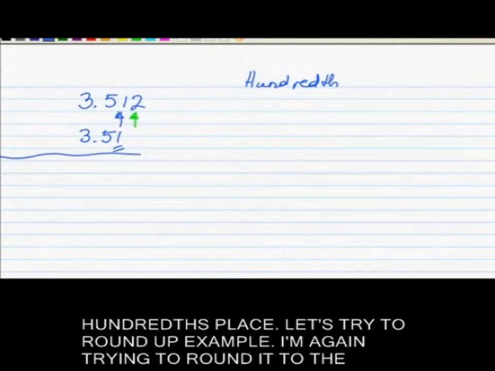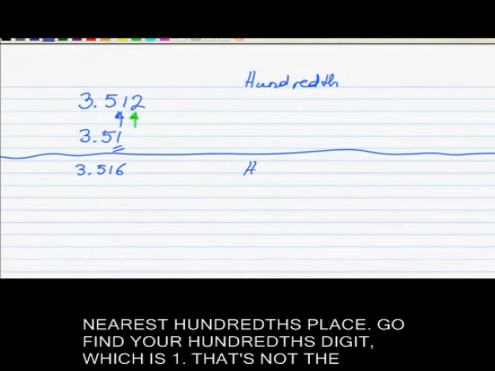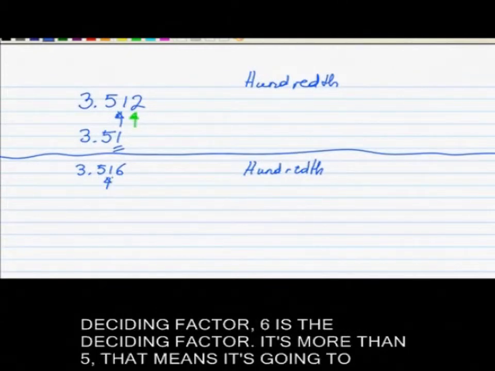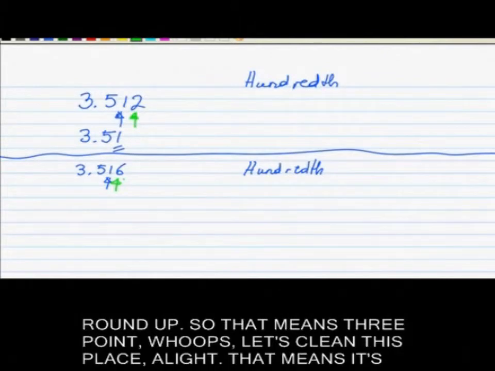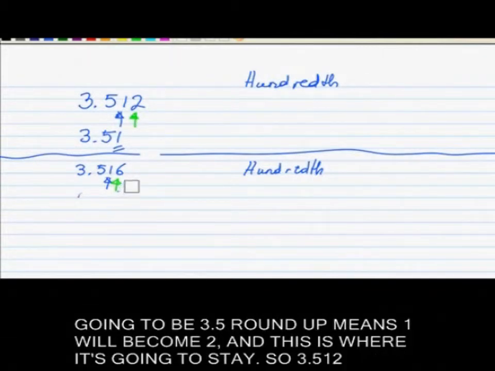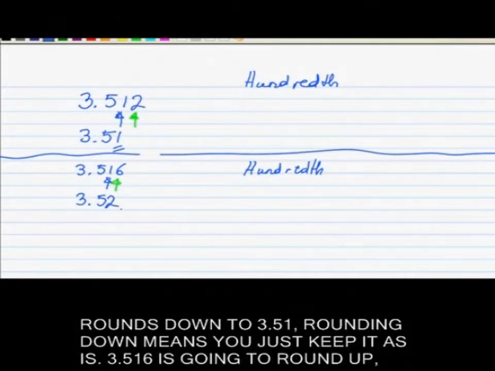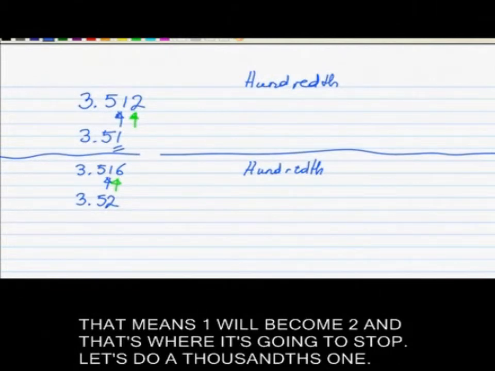Let's try a round up example. I'm again trying to round it to the nearest hundredth place. Find your hundredth digit, which is 1. That's not the deciding factor. 6 is the deciding factor. It's more than 5, which means it's going to round up. So that means it's going to be 3.5, and round up means 1 will become 2, and this is where it's going to stay. So 3.512 rounds down to 3.51. Rounding down means you just keep it as is. 3.516 is going to round up. That means 1 will become 2, and that's where it's going to stop.